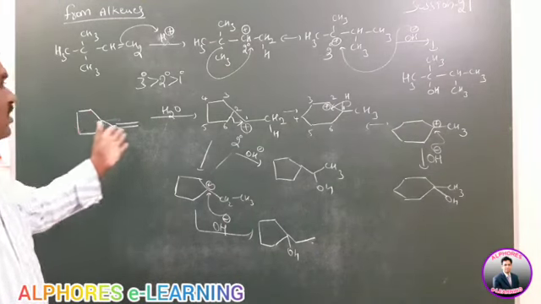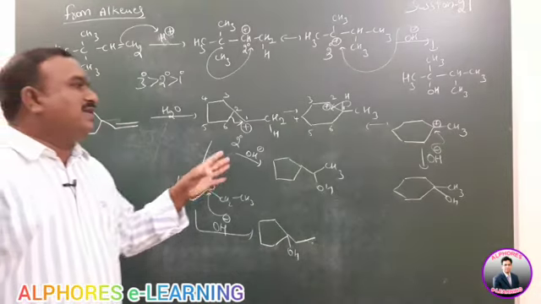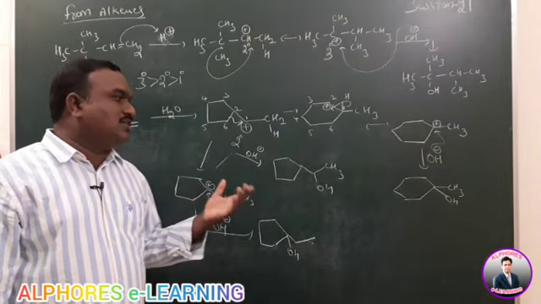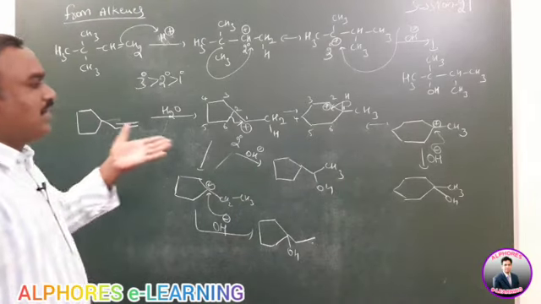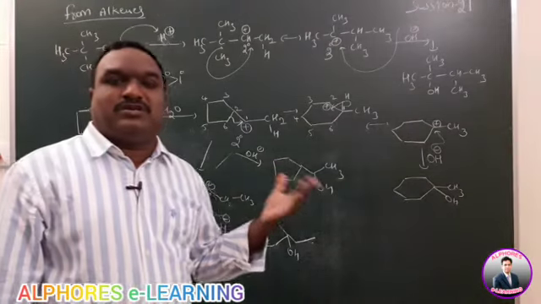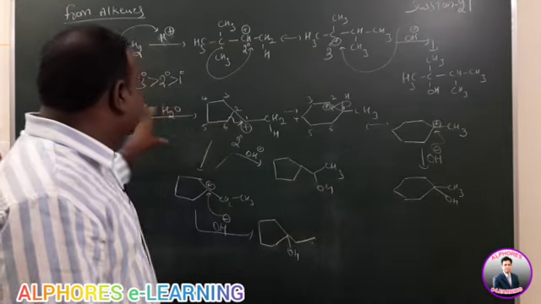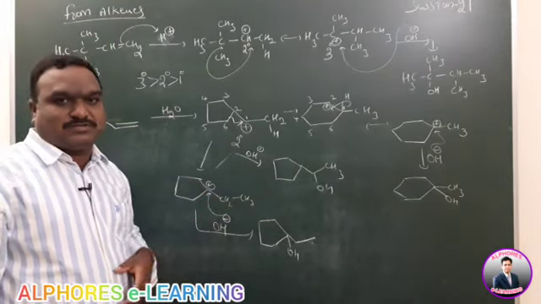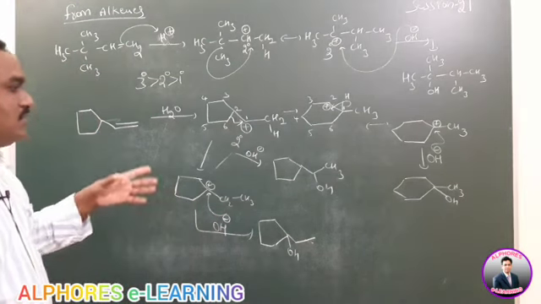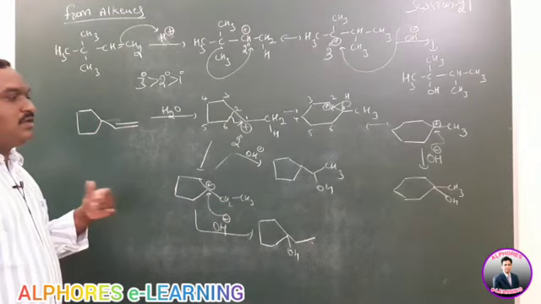Wherever this type of compound is given, it is called ring expansion reactions. So many reactions are there. If you have an idea, then we can write the ring expansion reaction, based on the given structure. This is the way to write the final products.